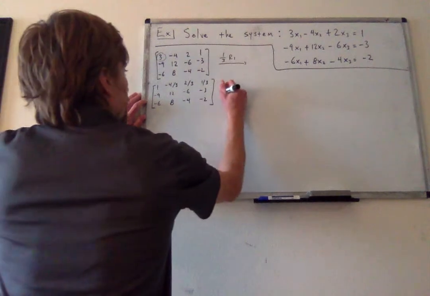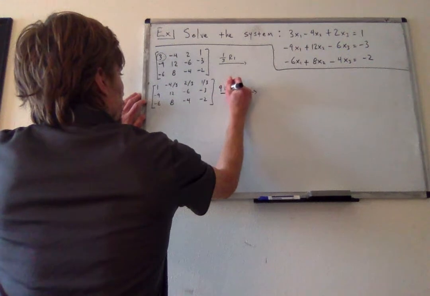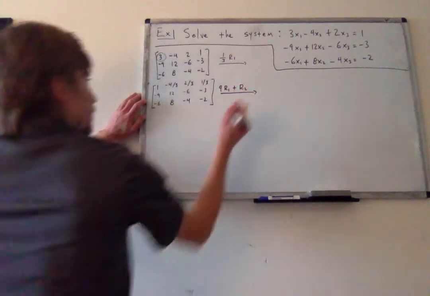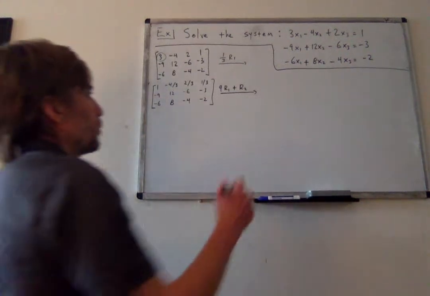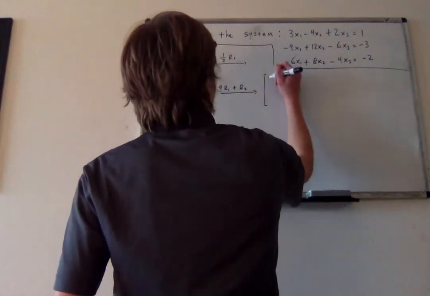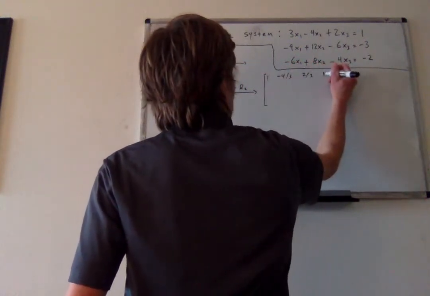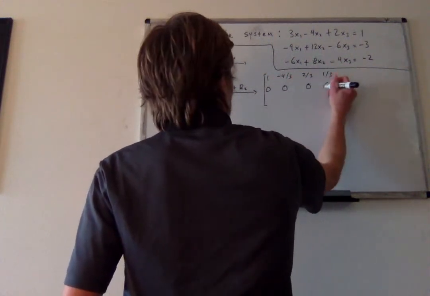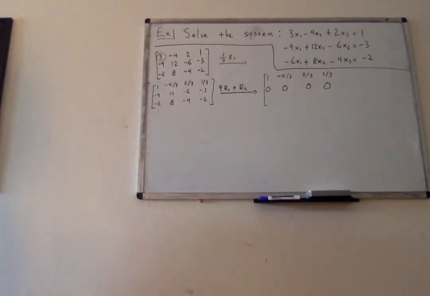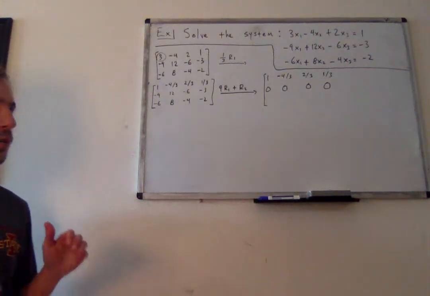So now I want to zero out the entries below my first leading 1. And so I'm going to do 9 row 1 plus row 2 and replace row 2. And I'll start writing out what row 2 is going to be. And we can start calculating it as well. Notice that when I add 9 row 1 plus row 2, I just immediately get a row of all zeros.